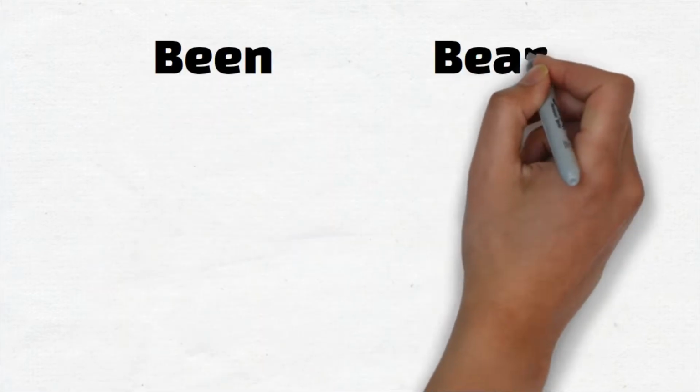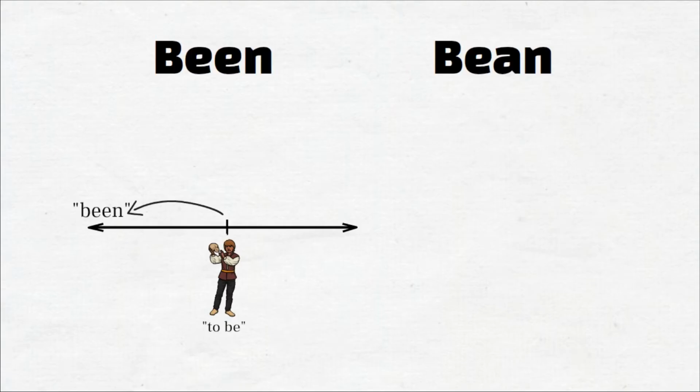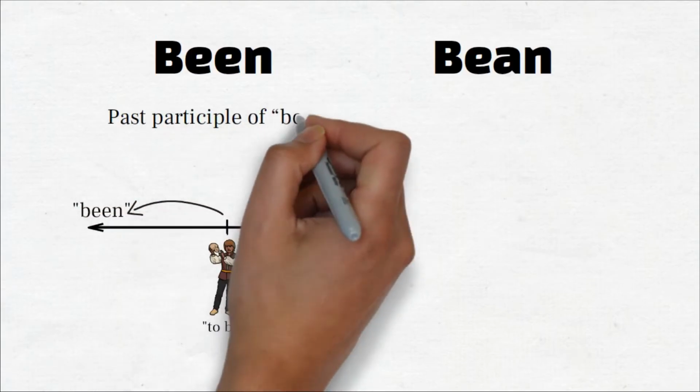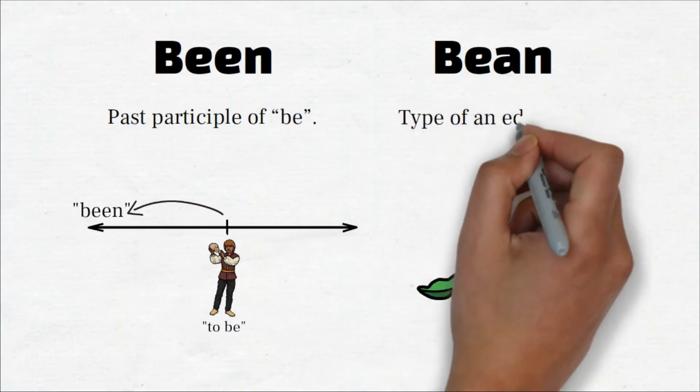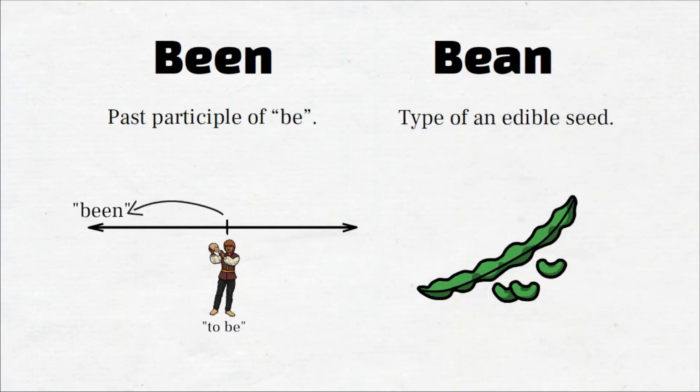Been. The first is the past participle of be. The second is a type of edible seed.